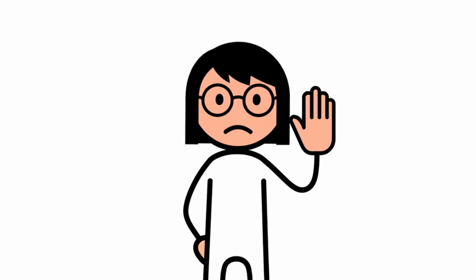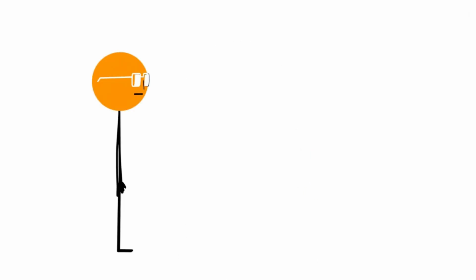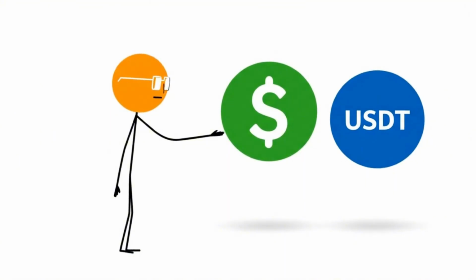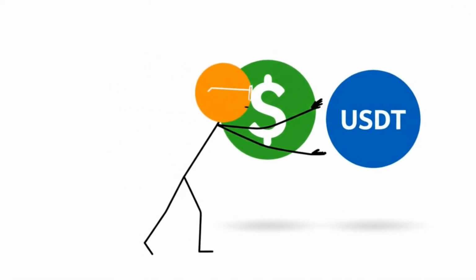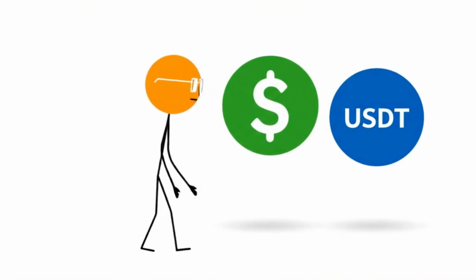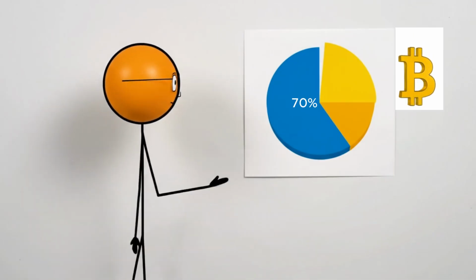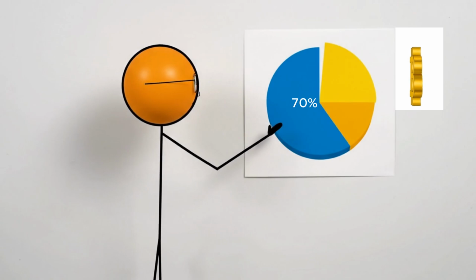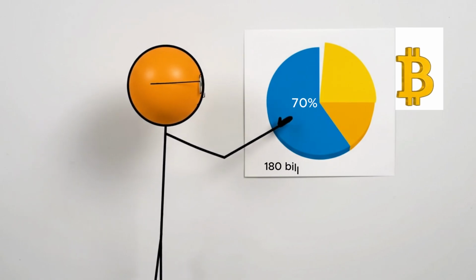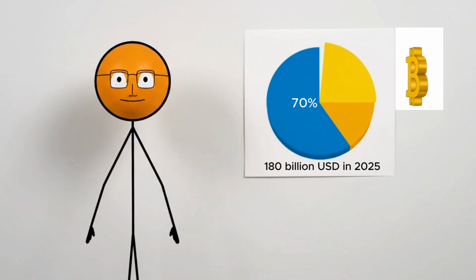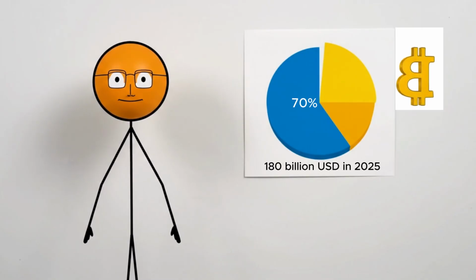First, there is one very important thing to understand. USDT is not the US dollar, and it is not central bank money. USDT is a token issued by a private company called Tether Limited, yet it carries more than 70% of all stablecoin liquidity in the crypto market, with a market cap above 180 billion US dollars in 2025.